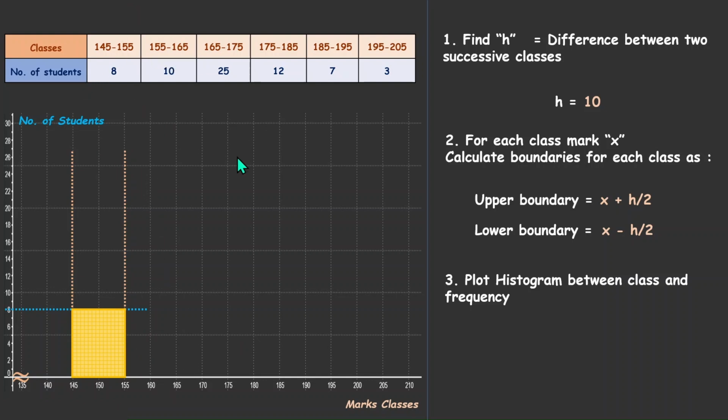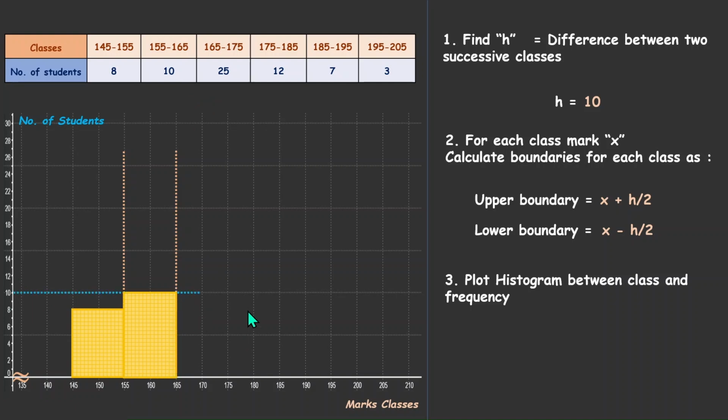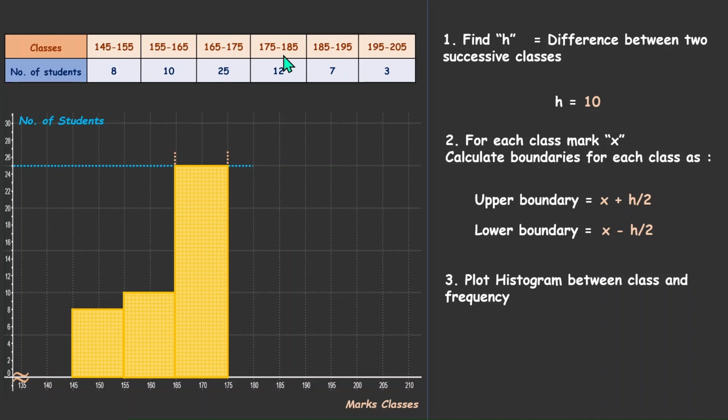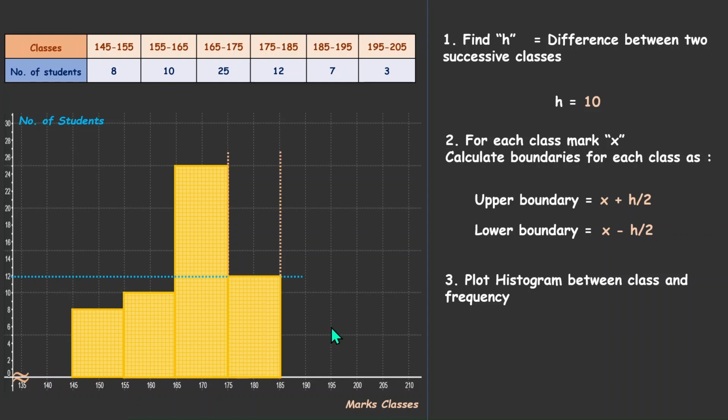So for 155 to 165, we have 155 here, 165 here, and the frequency is 10, so it will be here, and a block would be this. For 165 to 175, we have 165 here, 175 here, the frequency is 25, so it would be here, and we'll take our block. For 175 to 185, we have 175 here, 185 here, and the frequency is 12, so it will be somewhere here. And we'll create a line here, and we'll make a block.